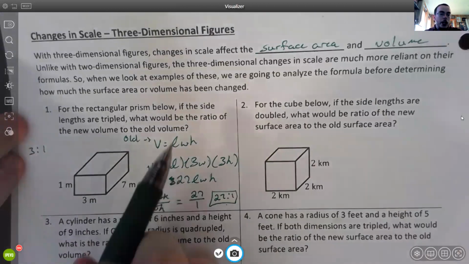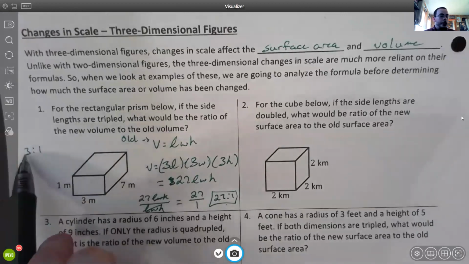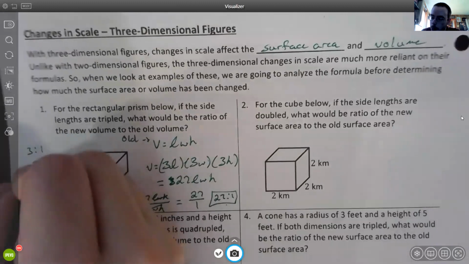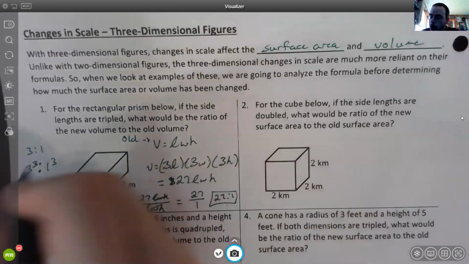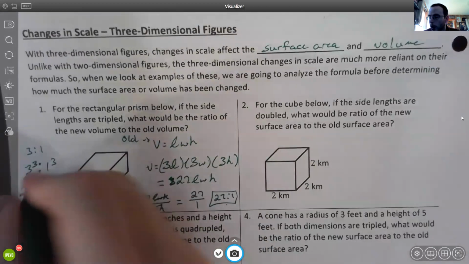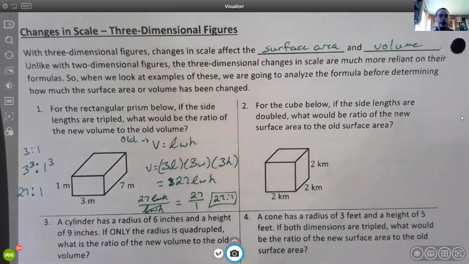Now we're going to the volume. So the volume is in cubic units. And so since it's in cubic units, we're going to cube 3 and 1. So 3 cubed and 1 cubed. 3 cubed is 27. 1 cubed is 1. So we got the same thing with two different methods. So it looks like we're good.